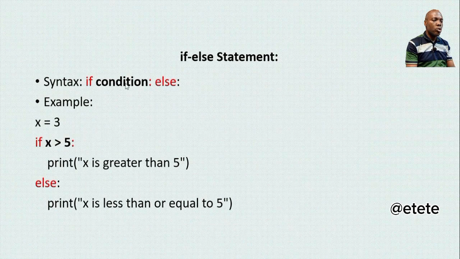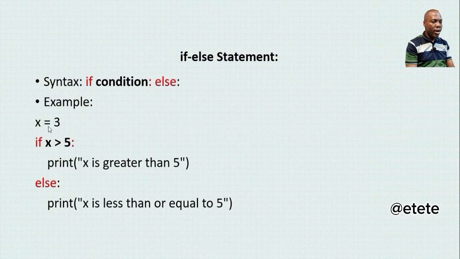Now, if the condition is true, then go in and execute the instruction that is inside. Else, execute this one. That is what the if else statement is saying. In the if statement, there was no else statement. If the condition is false, don't do anything, but if it is true, execute the instruction inside the block of code. So example, assign 3 to x. Then if x is greater than 5, go in and execute this instruction, which is print "x is greater than 5". Else, print this one.